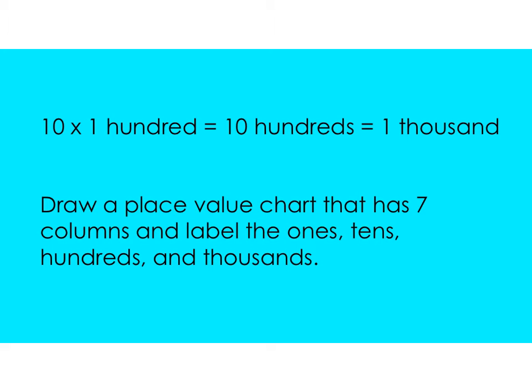Your multiplication sentence should look something like this: 10 times 100 is equal to 10 hundreds, or it's equal to 1,000. In your math notebook, please draw a place value chart that has 7 columns and label the ones, tens, hundreds, and thousands. Do that right now.